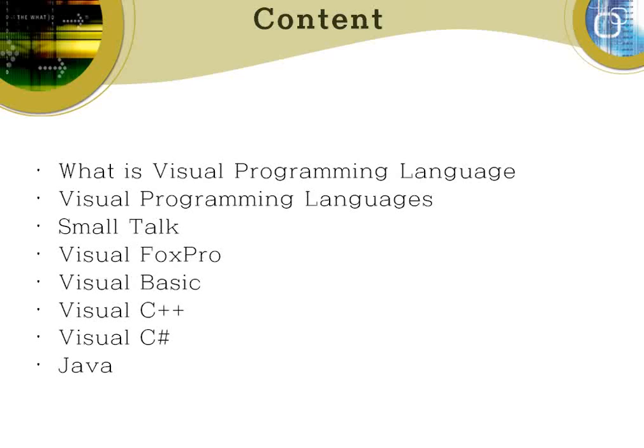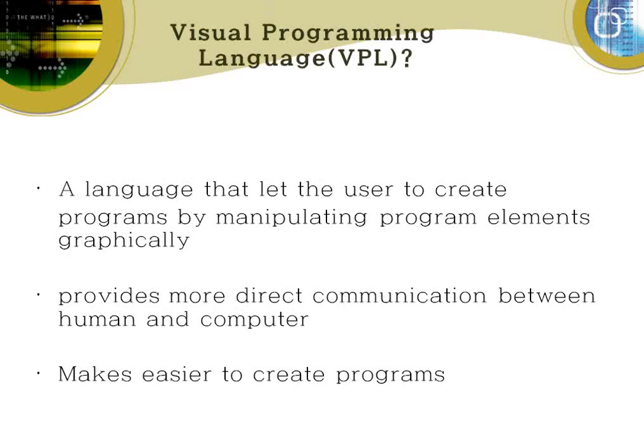Moreover, in this video we will present what a visual programming language is and some improvements of languages such as Smalltalk, Visual Fox Pro, Visual Basic, C# and Java. A visual programming language is a language that lets the user create programs by manipulating program elements graphically and provides more direct communication between human and computer.